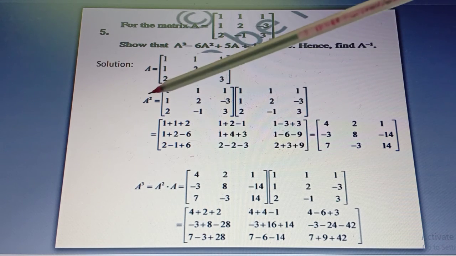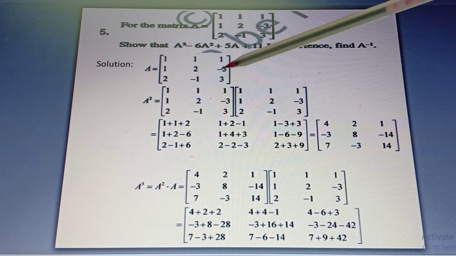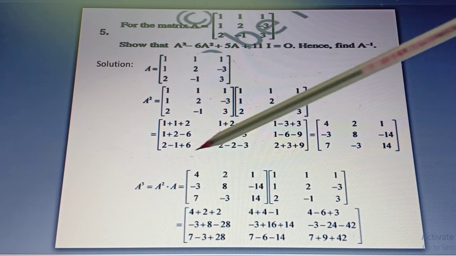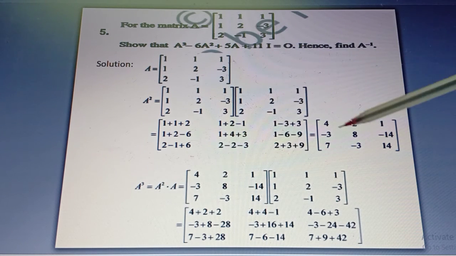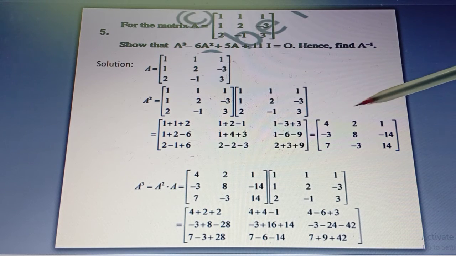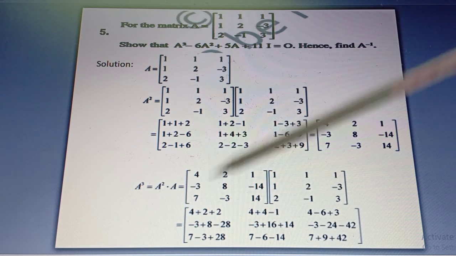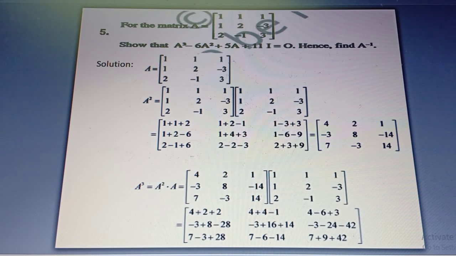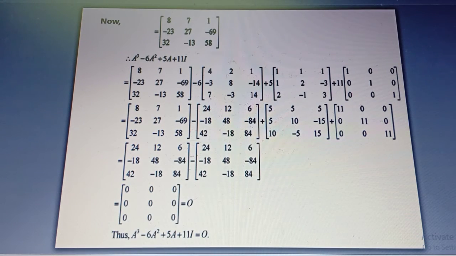First row into first column: 1 into 1 plus 1 into 1 plus 1 into 2. Like this, we can find the A square, and its value is this: 4, 2, 1, minus 3, 8, minus 14, 7, minus 3, 14. And now A cube you can find out by A square into A. So A square we have got here, and A is given, and after multiplying these two matrices, we got the new matrix: 8, 7, 1, minus 23, 27, minus 69, 32, minus 13, 58.